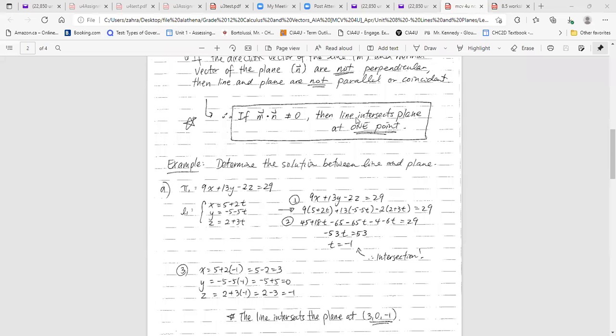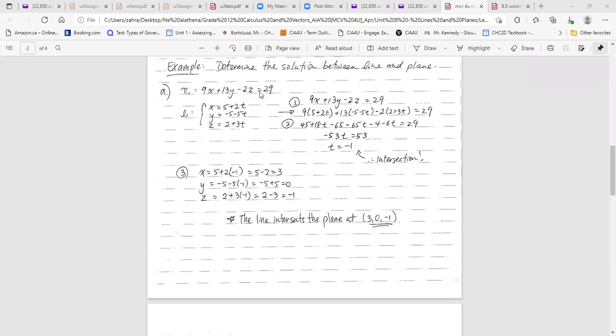So the example here is a plane 9x plus 13y minus 2z equals 29, and the parametric equation of the line is given to you. Instead of x, you put 5 plus 2t. Instead of y, you put negative 5 minus 5t. Instead of z, you put 2 plus 3t. Then you simply expand it and solve for t. So when we have t, there is going to be one point of intersection. You select the point: for t, you put -1 everywhere. So you calculate x, y, and z, and (3, 0, -1) will be the point of intersection.